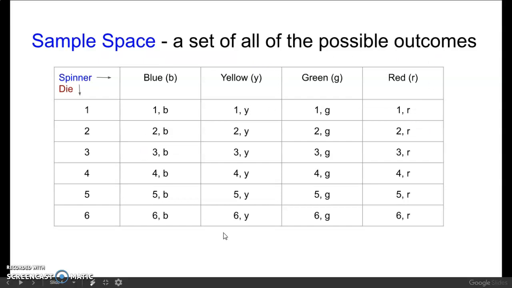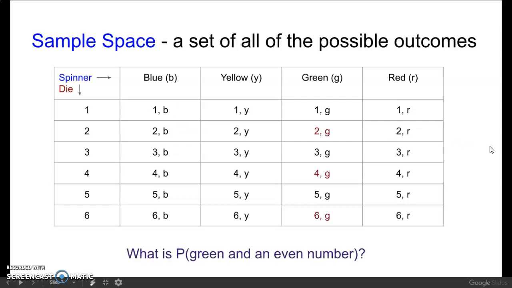So I've set up the sample space in this situation as a table. It's very common to set sample spaces up as a table. I put the possibilities with the spinner across the top, the die up and down, and in the middle here, I've listed all of the possible combinations. I think you can see how I've organized it. You can also see there are 24 possible outcomes in this situation, all right?